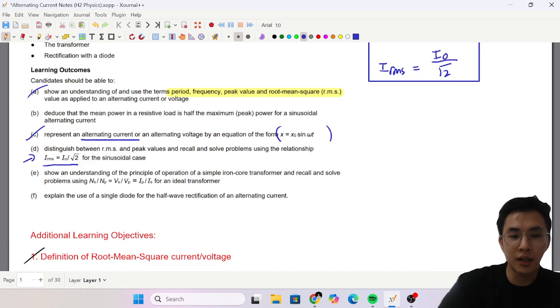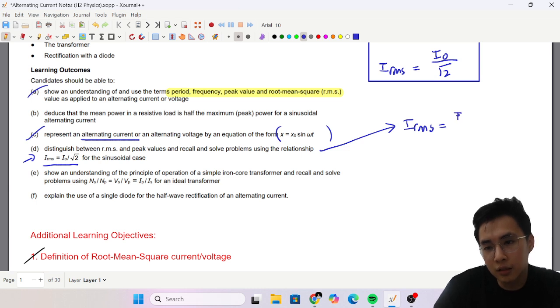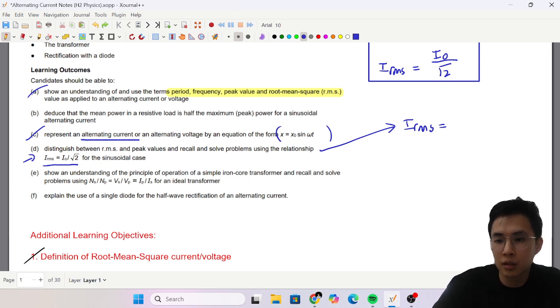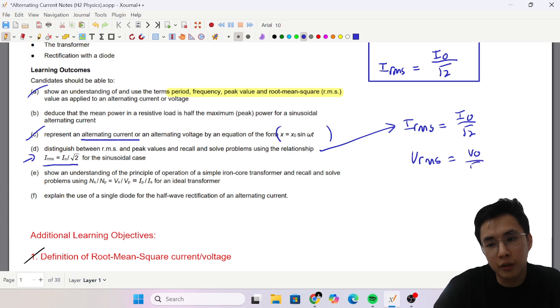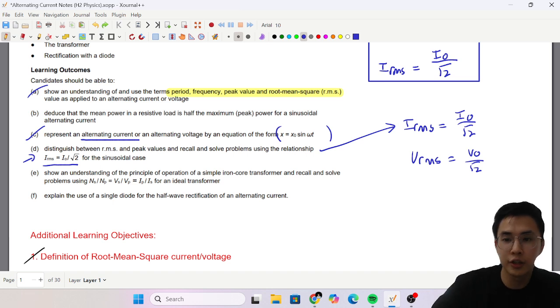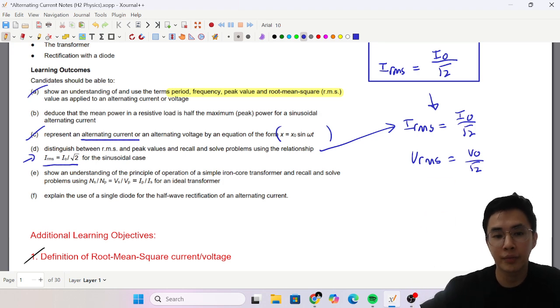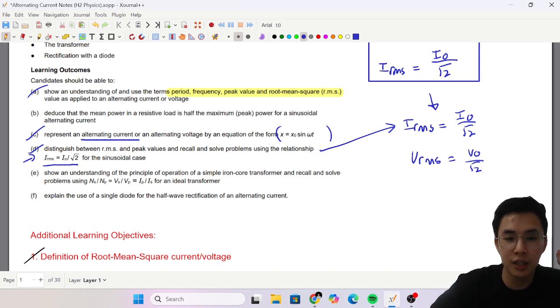We also covered in the last video the key formula that you'll keep using, which is I RMS equals I naught over square root 2. And V RMS is also the same thing, V naught over square root 2. We know the difference now between the root mean square value versus the peak value. The peak value is just the amplitude, whereas the RMS value you have to calculate out using this if it's alternating current following a sinusoidal graph. That's it. We are pretty much done with these 3 learning objectives.